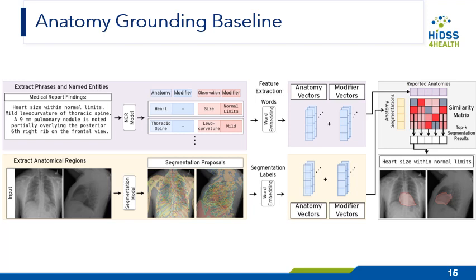Using the resulting cosine similarity matrix, we can get top K segmentation results for a given reported anatomy in a sentence. Therefore, if a sentence, for example, is as follows, heart size within normal limits, we can extract the anatomy that corresponds to the sentence, which would be heart, and we would have an appropriate region that would be returned for a given sentence.